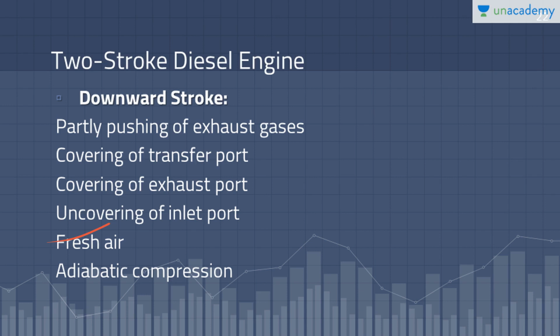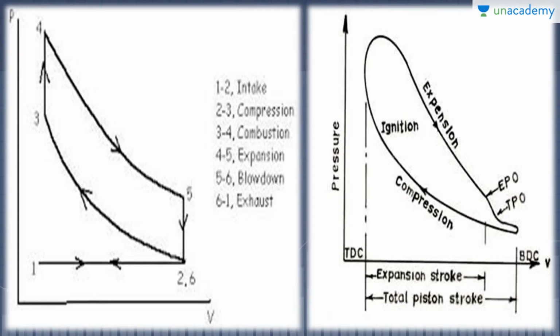The actual compressing of air starts now, and it is followed by adiabatic compression until the piston reaches TDC, that is the original position of the top dead center, and the cycle completes, and hence the crank completes one complete revolution. So you can see here, the 4 to 1 is the adiabatic compression, and from 5 to 4 it is the fresh air which is drawn into the cylinder. You can see 6 to 1 exhaust, 5 to 6 blow down, 4 to 5 expansion.